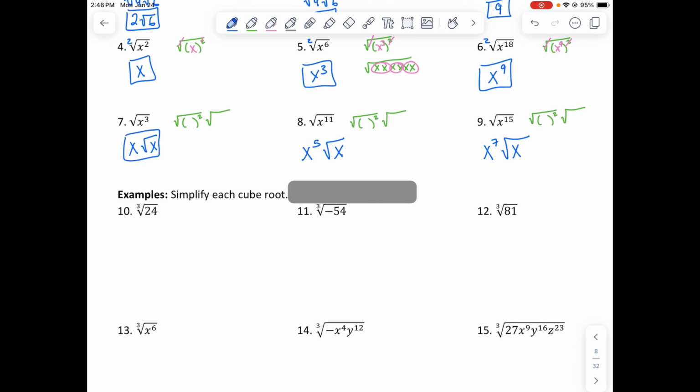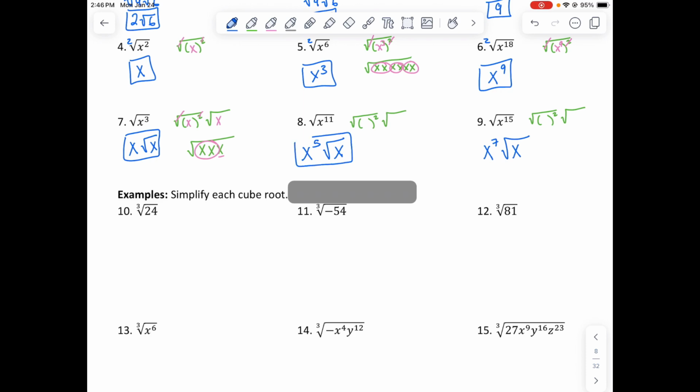So for x to the 3rd, I get x root x because I have an x squared, but I also have an x in my radicand. So the square root of x squared cancels and gives me an x as a coefficient, but I still have another x left over in my radicand. If you want to write out all of your prime factors, we'd have 3 factors of x, and we could circle 2 of them, and then we'd have 1 x left over in the radicand.